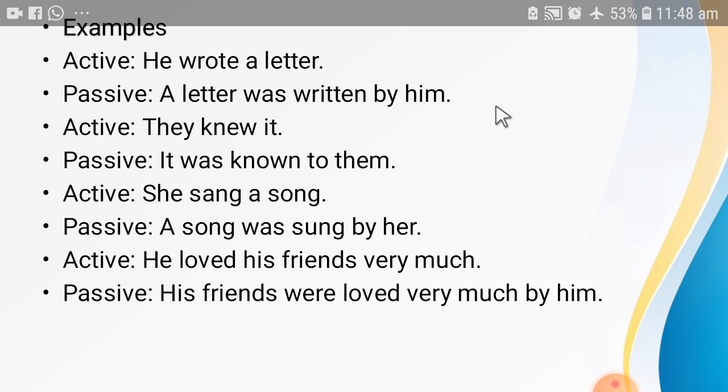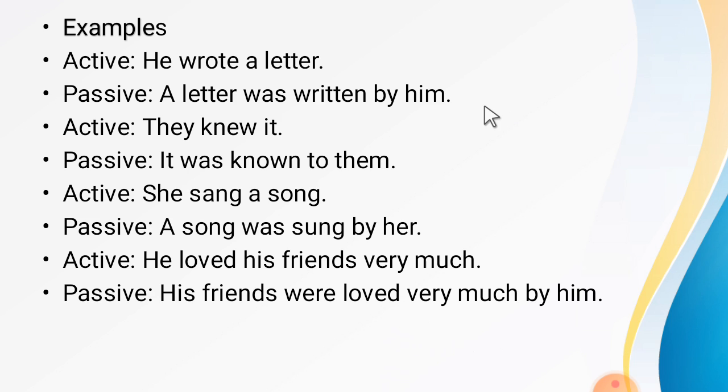So you can see in all these examples, we just change the sentence. They knew it, so it is changed into subject, and as per the rules, the helping verb of the next tense is was, and knew is changed into known, which is the third form of the verb, and we use the preposition by, and then we have the objective case of them.